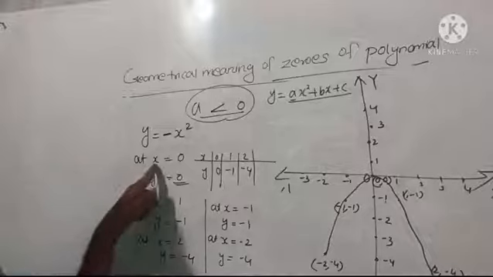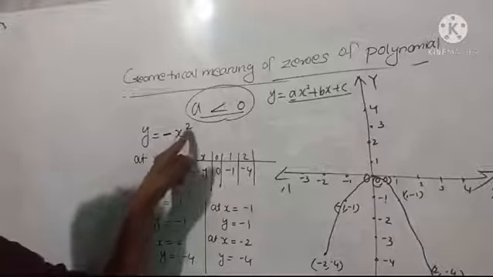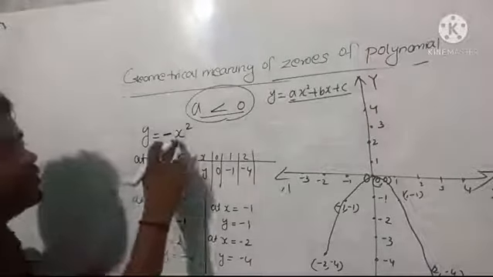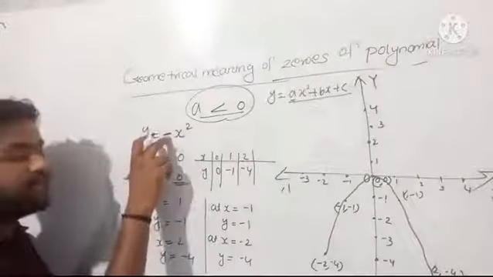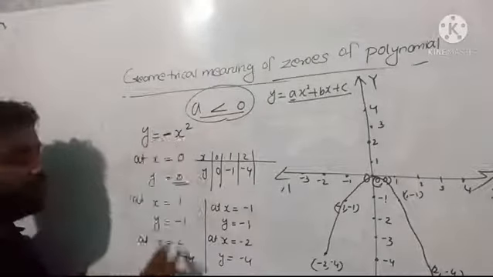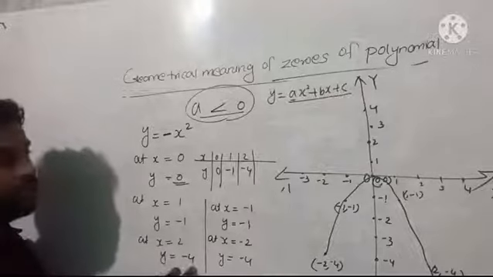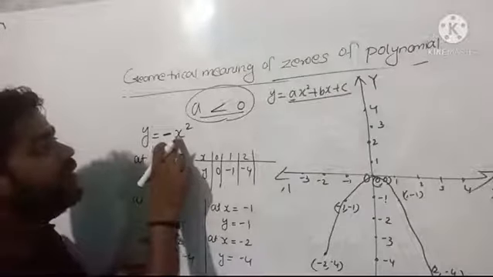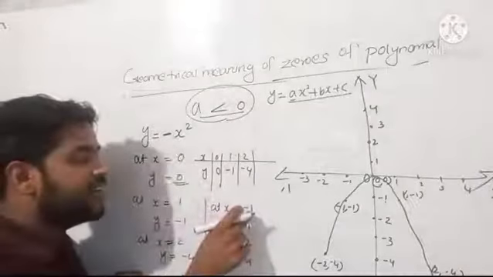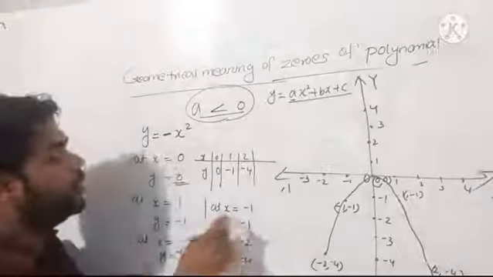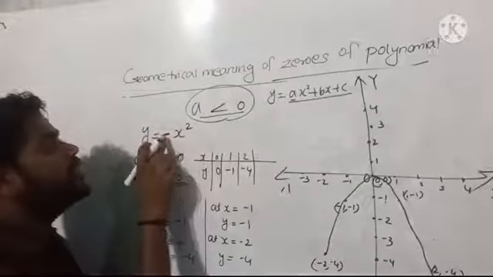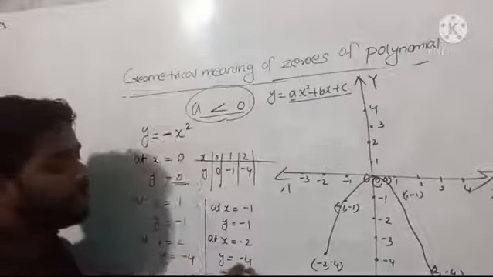So I am substituting x equal to 0: 0 square is 0, so y equal to 0. At x equal to 1: 1 square is 1, and already there is a minus, so minus 1. At x equal to 2: 2 square is 4, so minus 4. At x equal to minus 1: minus 1 square is 1, with the minus, so y is minus 1. At x equal to minus 2: square is 4, with the minus, it becomes minus 4.